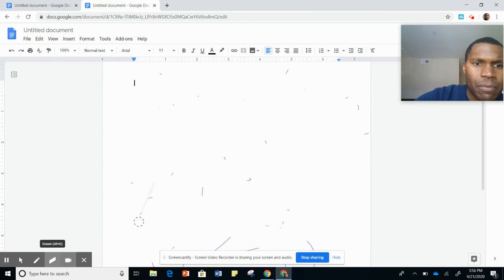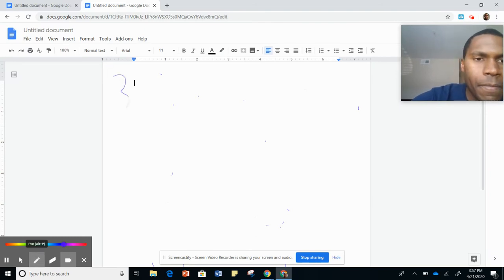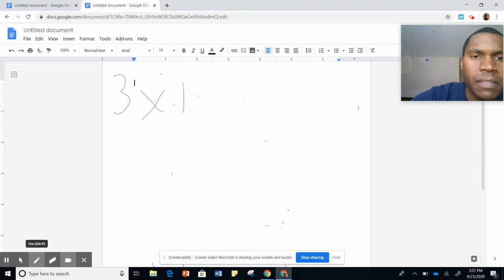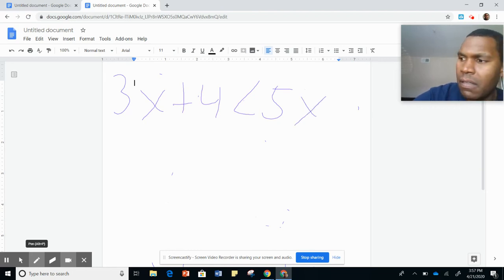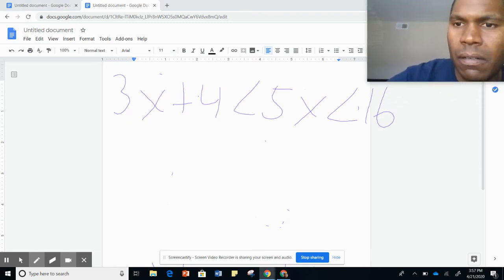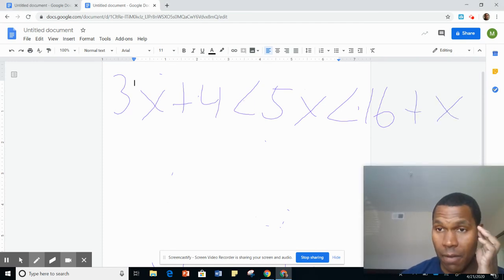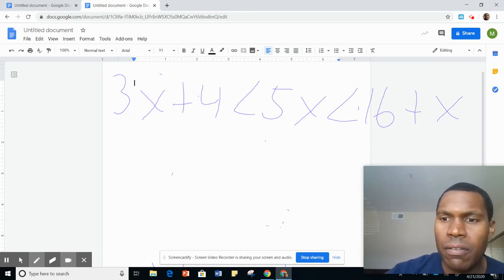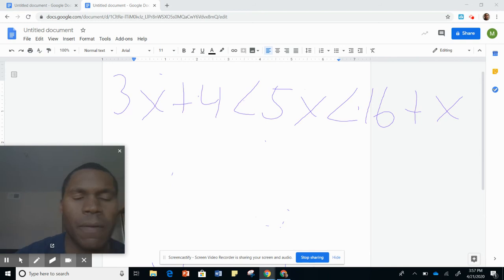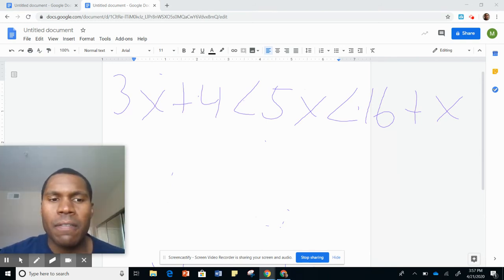And now my last example is going to be an inequality, but this is a unique one where they're going to combine 2 inequalities. So, for example, we have 3x plus 4 is less than 5x is less than 16 plus x. All right. So notice they are going to share the 5x.